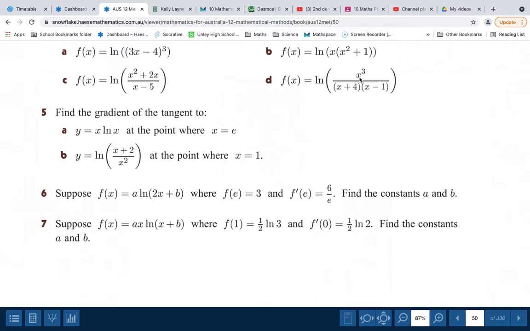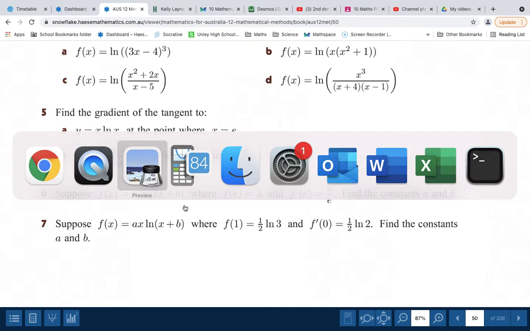Question 6 and 7 look interesting. I just had a quick play with these questions, and you can find the answers to these by comparing the log statements, sort of equating them. So let's do those.